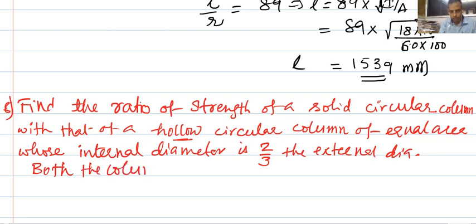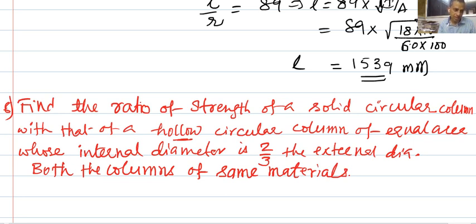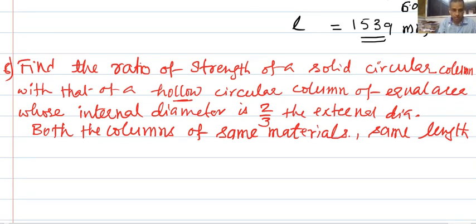Both the columns of same material, right, and same material having same length, right, same length, and are hinged at their ends. That means both ends are hinged, means both the columns like this only.